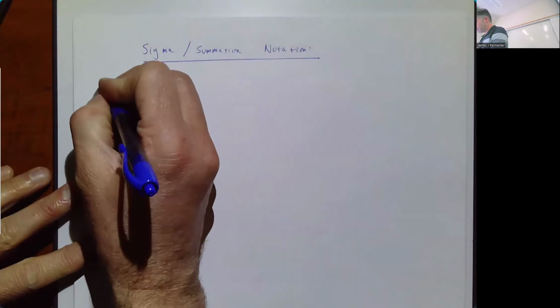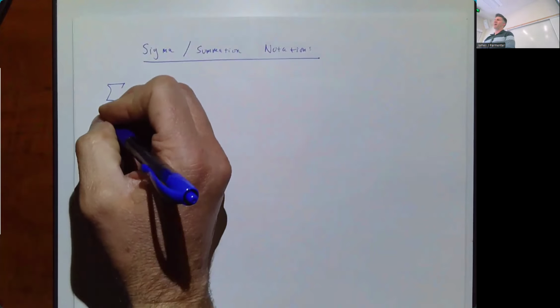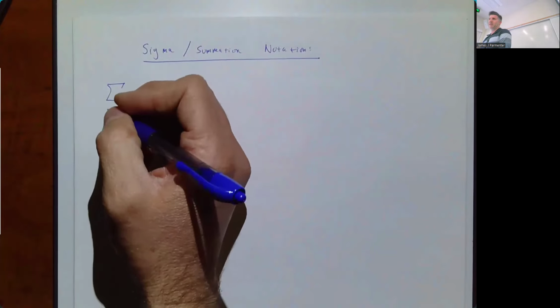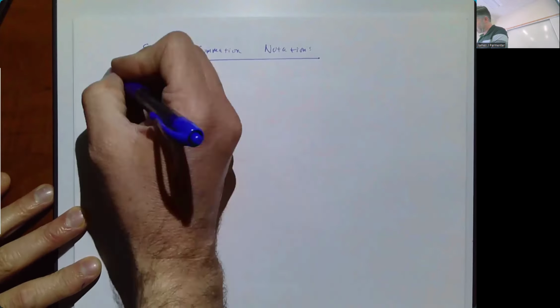And let's just do it by doing some examples. So let's say that we have the sum from, people use i, k, and j typically. I'm going to use k. Doesn't really matter. We can use i if you like, or j.